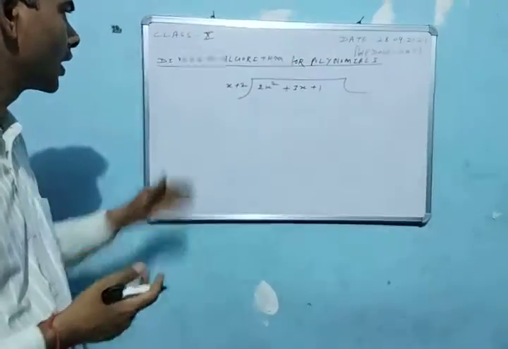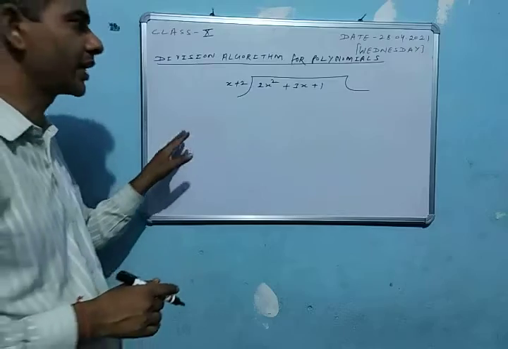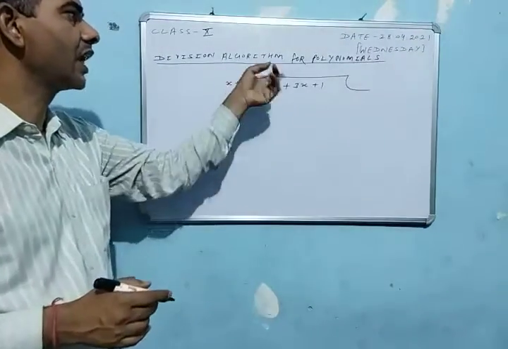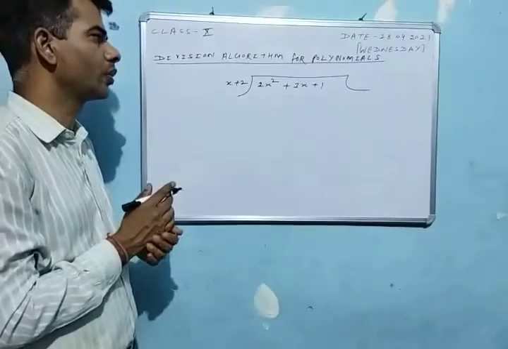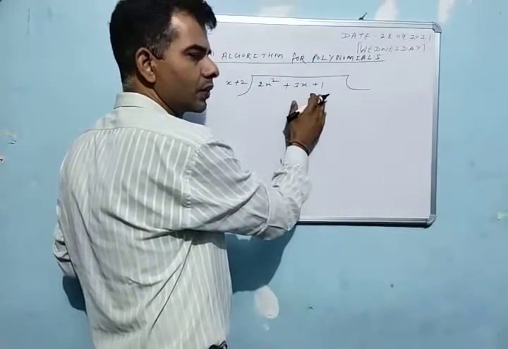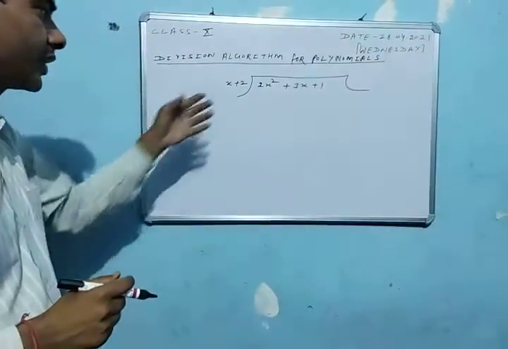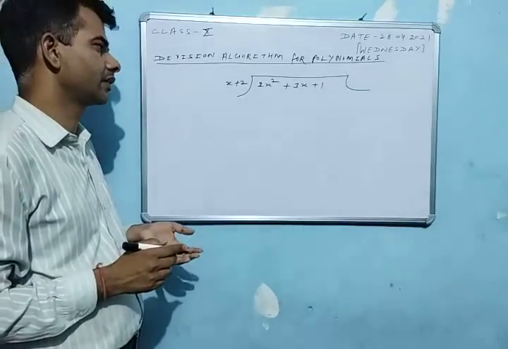Students, today we will discuss the division algorithm for polynomials. To understand it, we will take an example: 2x square plus 3x plus 1 divided by x plus 2, using the long division method.